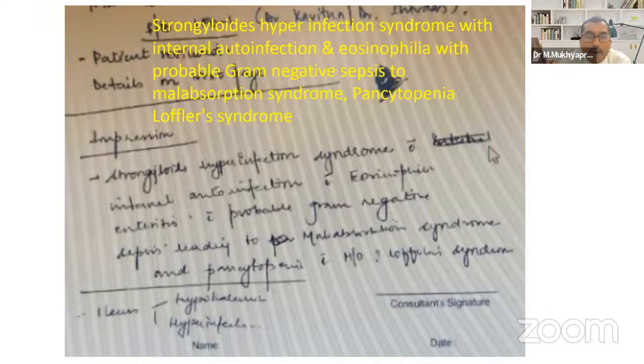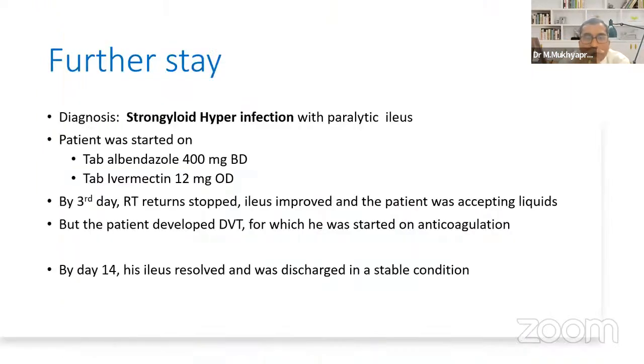We thought that we have won a battle, and the initial X-ray with shadows of eosinophilia was Loeffler syndrome, which had improved. We thought that we have achieved the diagnosis, patient is going to improve. So we diagnosed it as Strongyloides hyperinfection. We started giving him tablet albendazole and ivermectin through the Ryle's tube. The third day, Ryle's tube stopped. Paralytic ileus improved. Patient was accepting liquids. Slowly, patient was started on anticoagulation. His thrombocytopenia also improved. At day 14, his paralytic ileus resolved, and he was discharged in a stable condition.